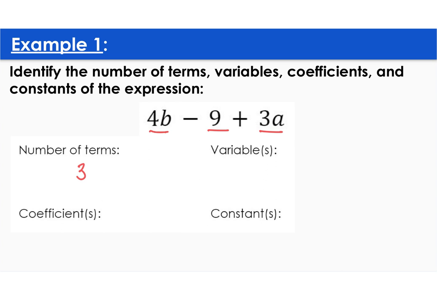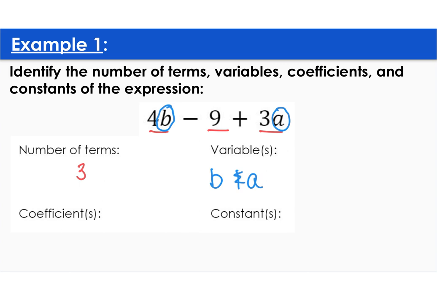Variables. What are our variables? Here we have a b, and here we have an a. Those are our unknowns. Those are like our question marks that we've been using. So b and a are our variables.